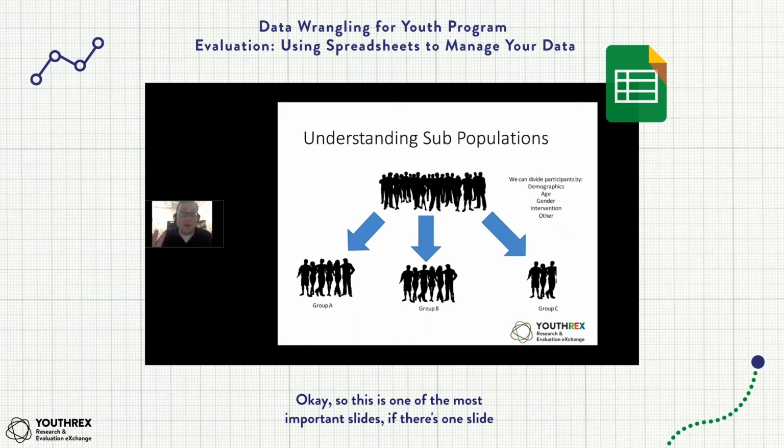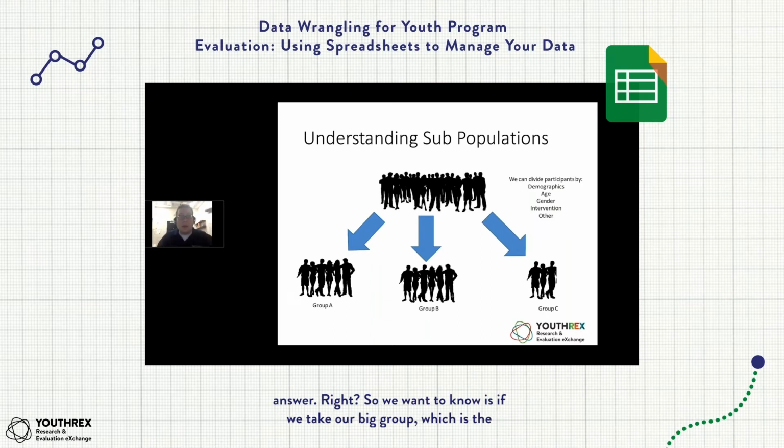Okay, so this is one of the most important slides. If there's one slide that you're going to take and get a tattoo of, it's this one. Why? Because if you look at the overall numbers, oftentimes the overall numbers are great. 80% satisfaction, everybody's happy. The problem is that it could be that one group is 100% happy and one group is 0% happy, but because they're different sizes, when you look at the overall picture, you get a different answer, right?